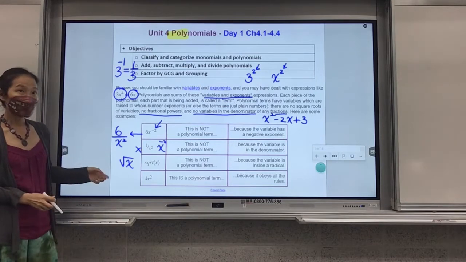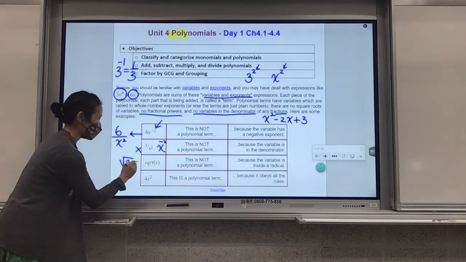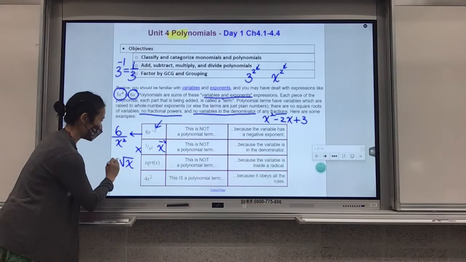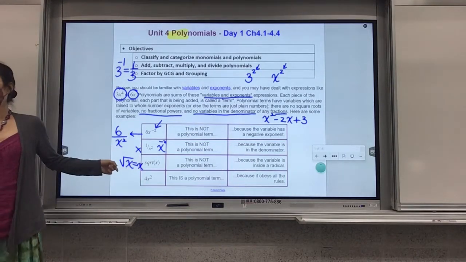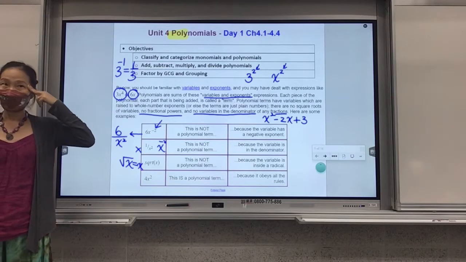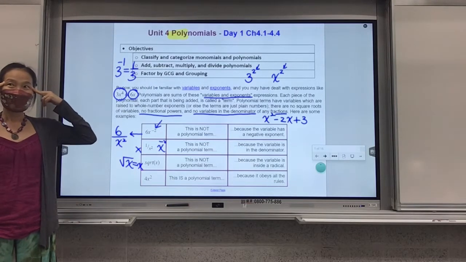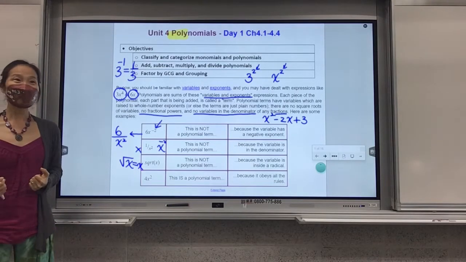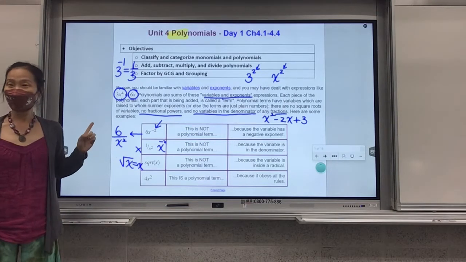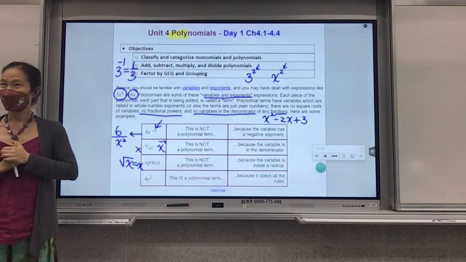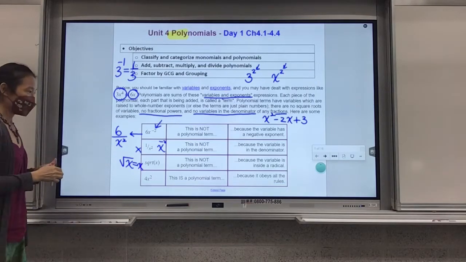Can you write it in the exponential form? So square root of x is x to the power of what? Anybody remember this? Did you learn this? X to the square root. One half. Did you learn this before? No? Okay, so now you know.